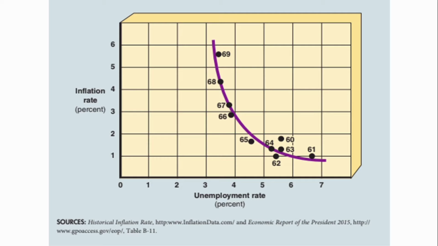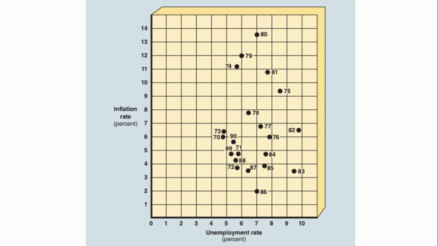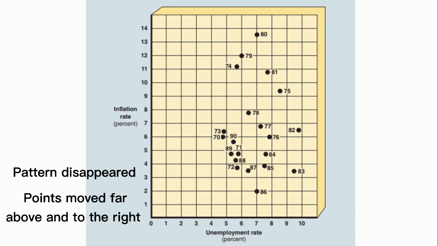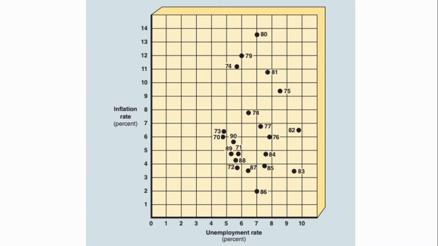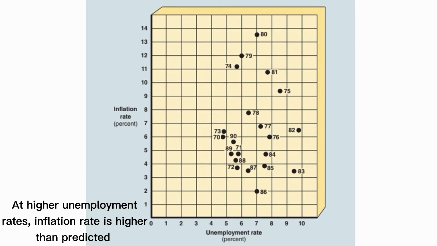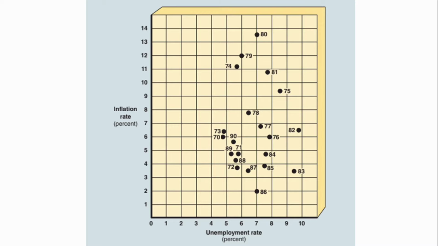Then, just as the policymakers and economists became comfortable with the Phillips curve, the dream turned into a nightmare. As shown in this other illustration, the points for 1970 to 1990 show the Phillips curve in chaos. The pattern disappeared and many points moved far above and to the right of the 1960s data. At higher unemployment rates, the corresponding inflation rate was much higher than the Phillips curve predicted. For example, look at 1975, 1979, 1980, and 1981.